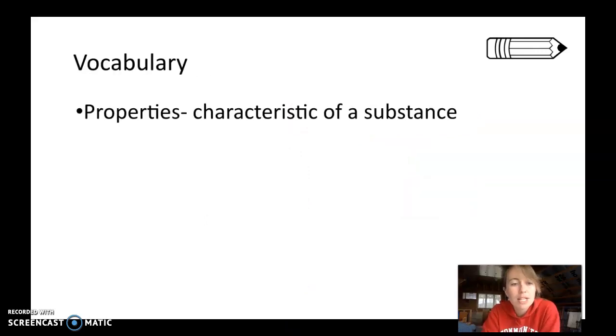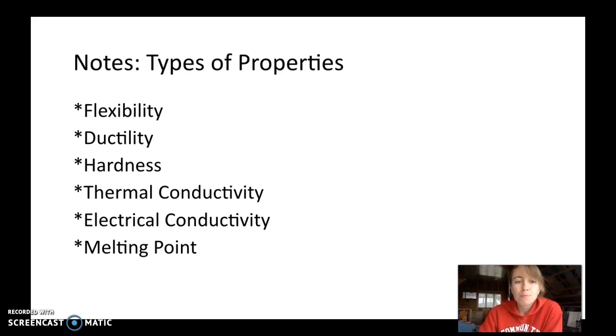First vocabulary word is properties. So a property is a characteristic of a substance. You don't need to write these down. Actually, we're just going to go in depth on each of them, so don't worry about writing down this list. The different types of properties are flexibility, ductility, hardness, thermal conductivity, electrical conductivity, and melting point. And we'll talk about each one of those.